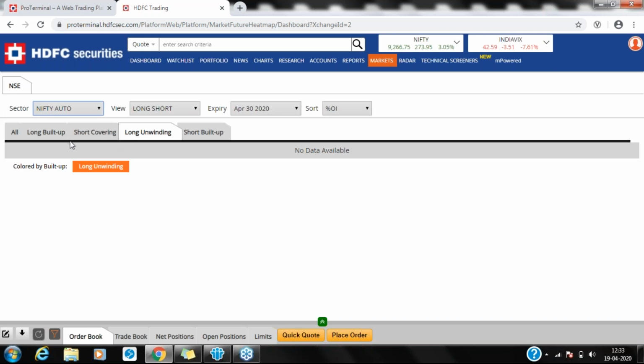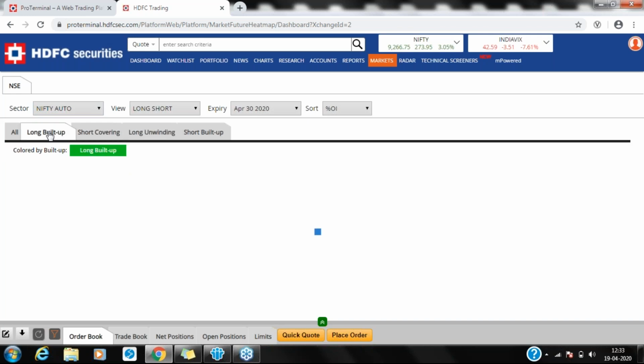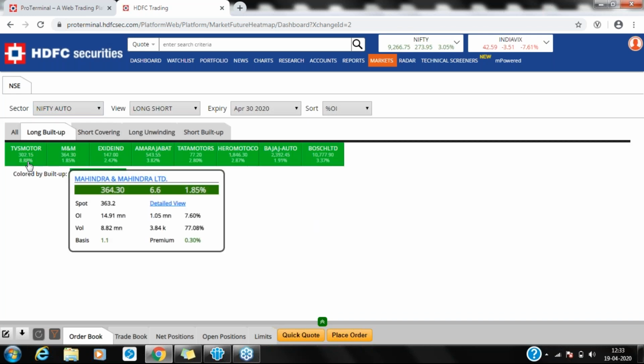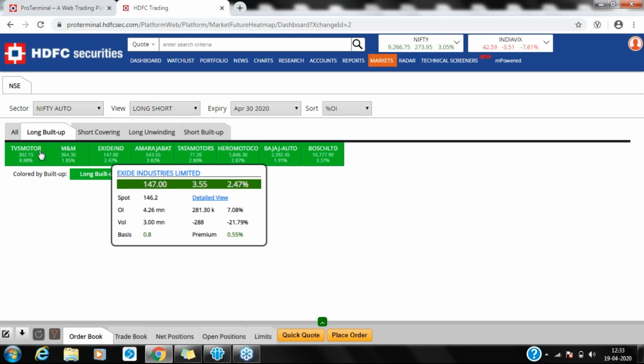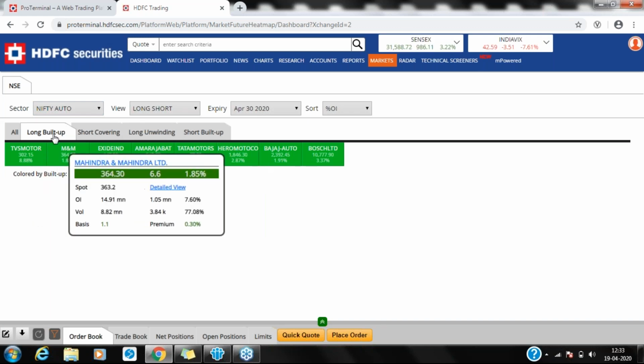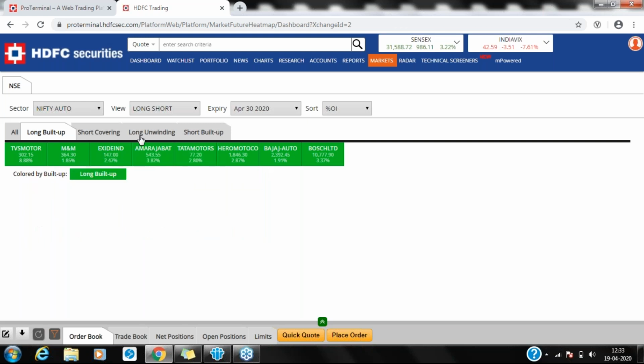The stocks which were in a long build-up, in TVS Motor, in M&M, in Exide, let's suppose these are the stocks which are right now in a long build-up. Now if the profit booking starts, then they might come into a long unwinding. Okay, so this is what is meant by long unwinding.